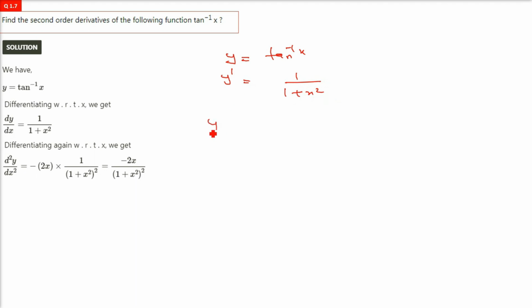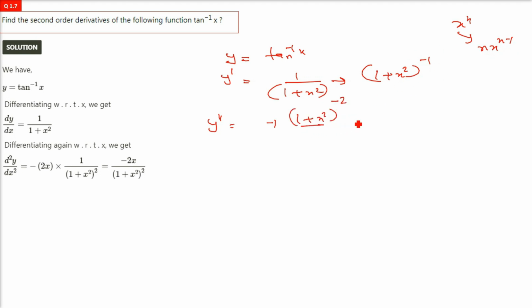Now y double dash, that is the double differentiation, you can do in two ways. Either you can use the quotient rule or you can make it simpler, because anything which goes up, the power sign will be negative. So 1 plus x square, when it goes to the numerator, will have a negative sign. And you know x to the power n differentiation is n x to the power n minus 1. So minus 1 plus x square to the power minus 1 minus 1, minus 2 you can write.